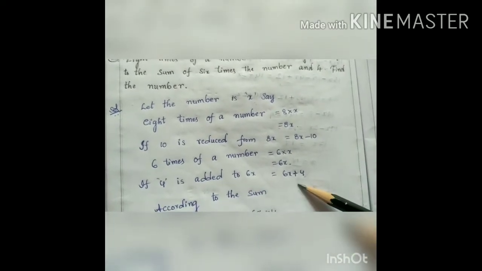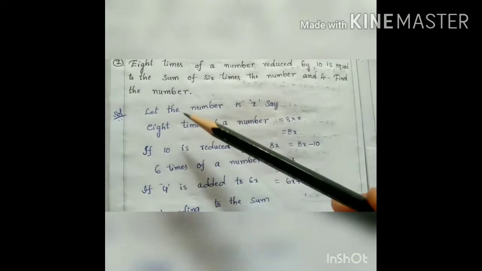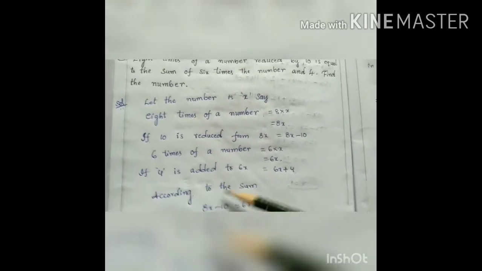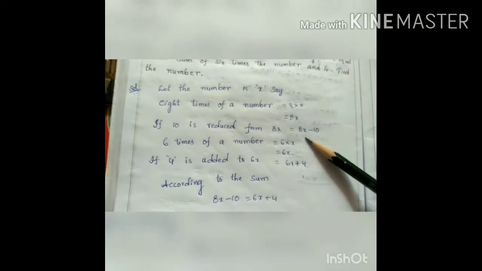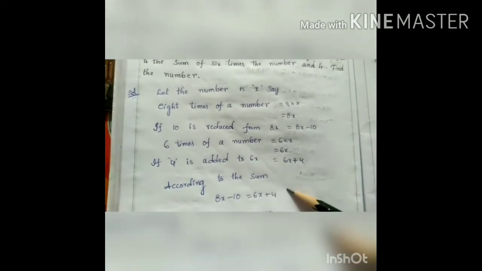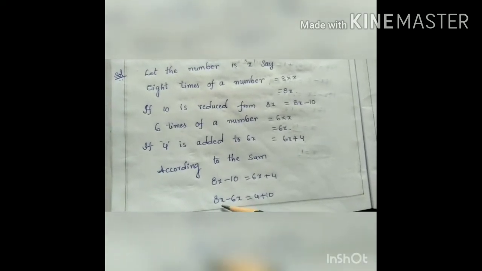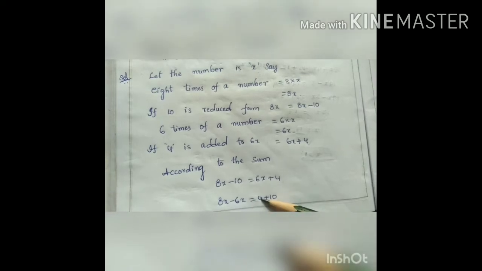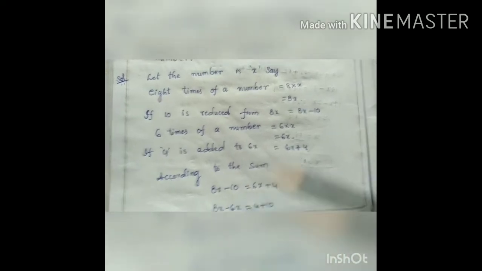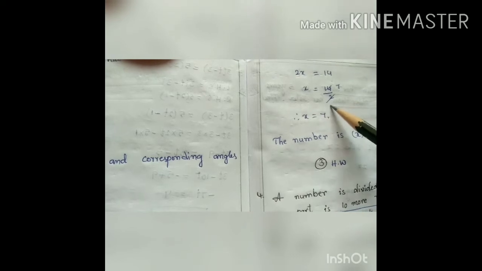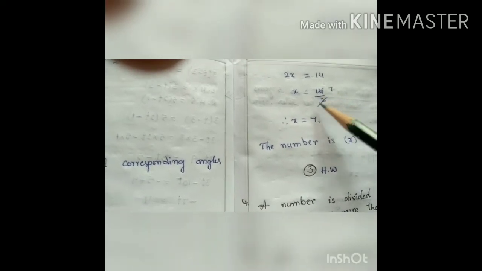Okay children, these two equations. So according to the problem, 8x minus 10 equal to 6x plus 4. Okay, so now I will write the same variables together: 8x minus 6x equal to 4 plus 10. 8x minus 6x equal to 2x, equal to 14. 10 plus 4, 14. So x equal to 14 by 2. 2 table is possible: 2 sevens are 14. Therefore x equal to 7. So the number is 7.